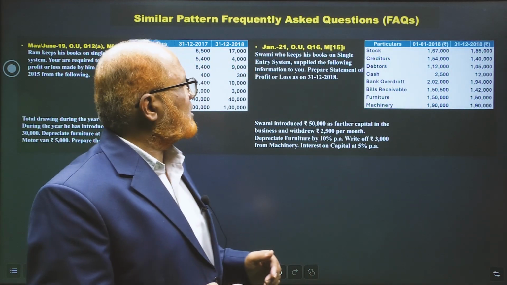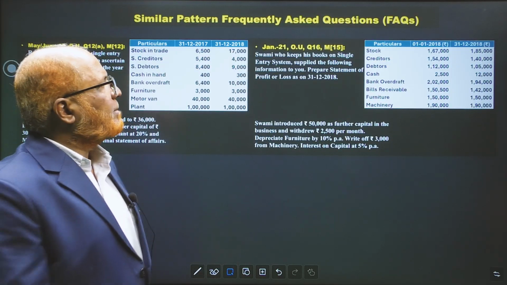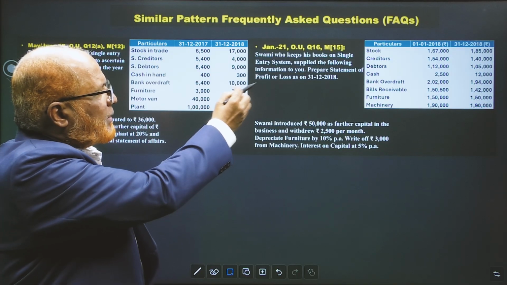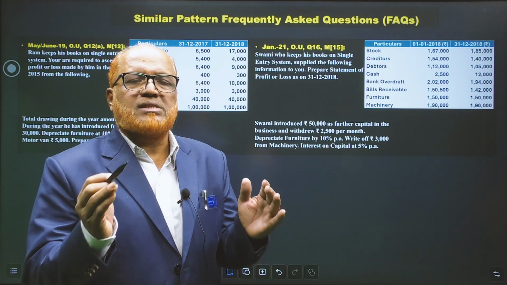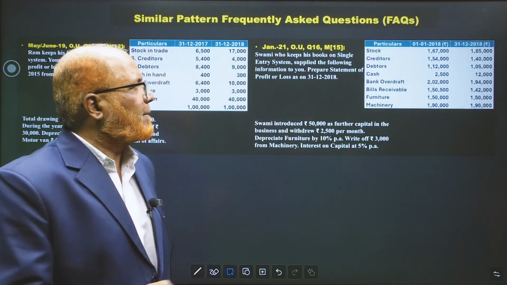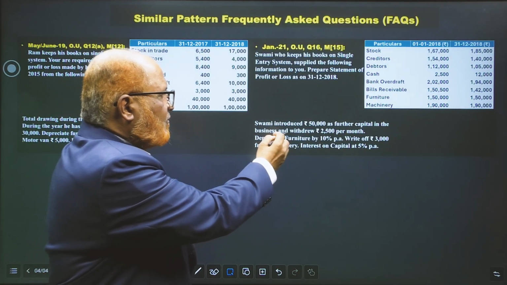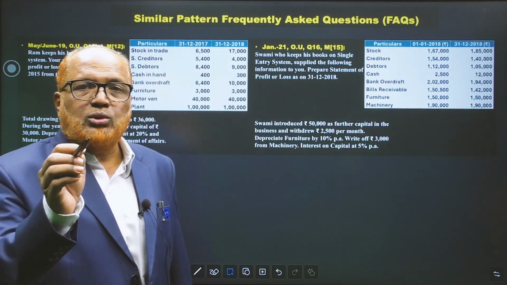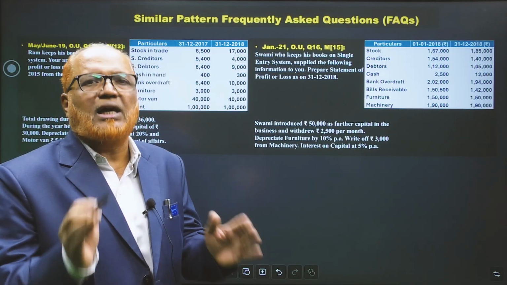One more examination, they have asked a similar type of problem. This was asked in January 2021. See here, Swami, who keeps his books on single entry system, supplied the following. Prepare statement of profit or loss. So before making the statement of profit or loss, you have to prepare a statement of affairs to find out the opening capital and closing capital. Then Swami introduced 50,000 as further capital into the business and withdrew 2,500 per month. So you have to multiply 2,500 into 12. We want the drawings for the year.